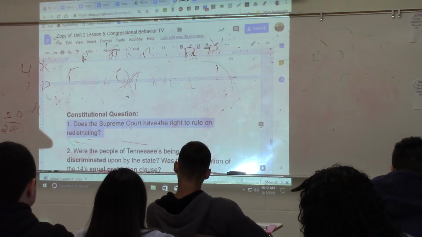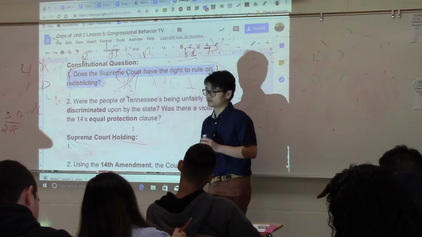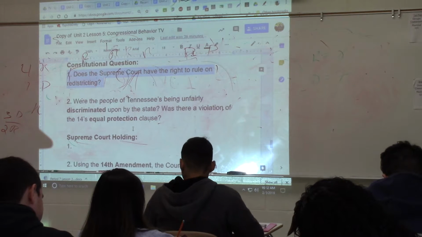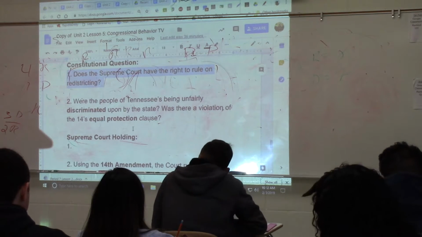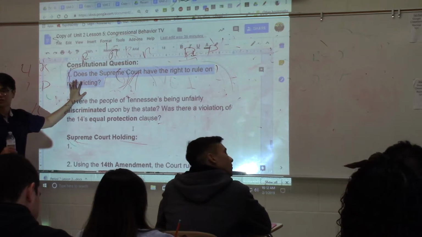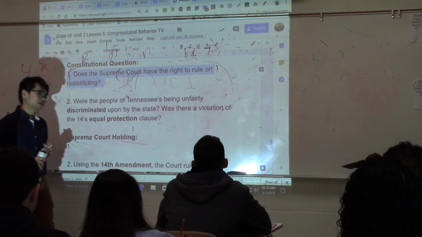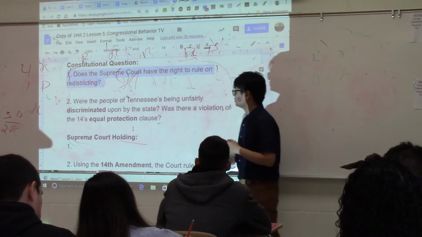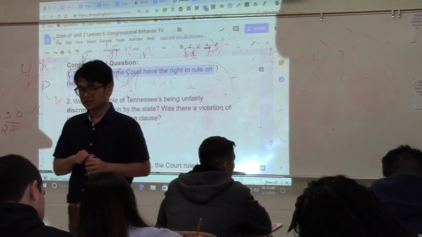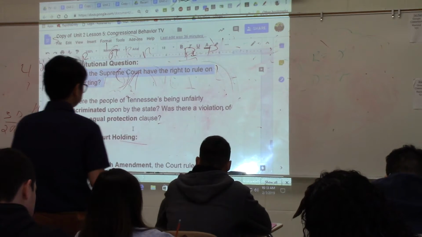All right. So the Supreme Court has to answer two questions. Can the Supreme Court take cases about redistricting? Does it have the right to rule on cases about redistricting? Because before Baker versus Carr, what was the Supreme Court's answer? Can we rule about redistricting? No, because that's a political issue, that's not a constitutional issue. So in this case, they have to answer, does the Supreme Court have the right to rule over redistricting? And number two, were the people of Tennessee's equal protection rights violated, were they discriminated against by Tennessee by not redistricting, by allowing districts to have unequal populations?